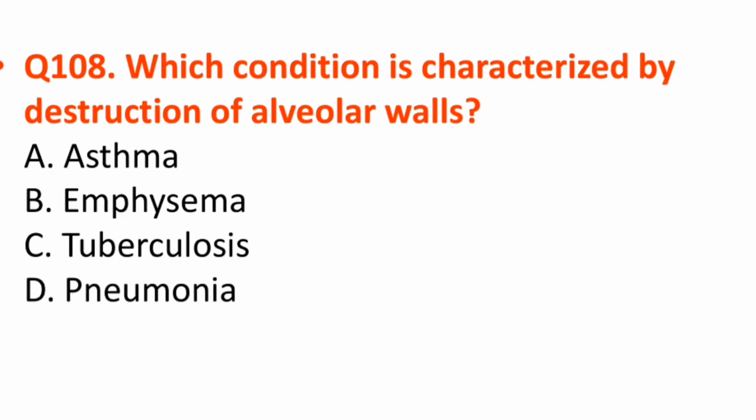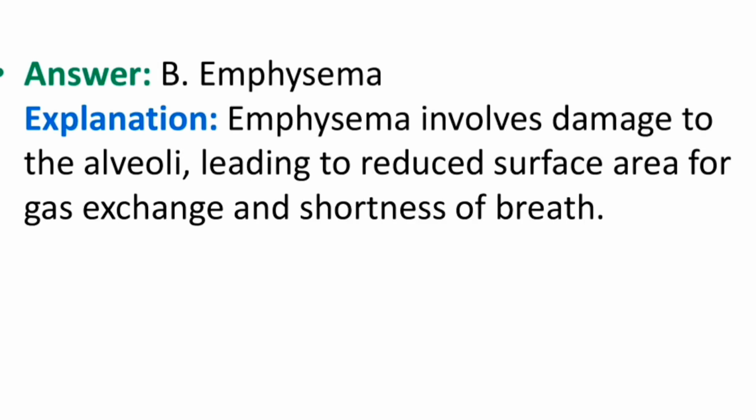Which condition is characterized by destruction of alveolar walls? Option A asthma, option B emphysema, option C tuberculosis, option D pneumonia. The correct answer is option B emphysema. Emphysema involves damage to the alveoli leading to reduced surface area for gas exchange and shortness of breath.